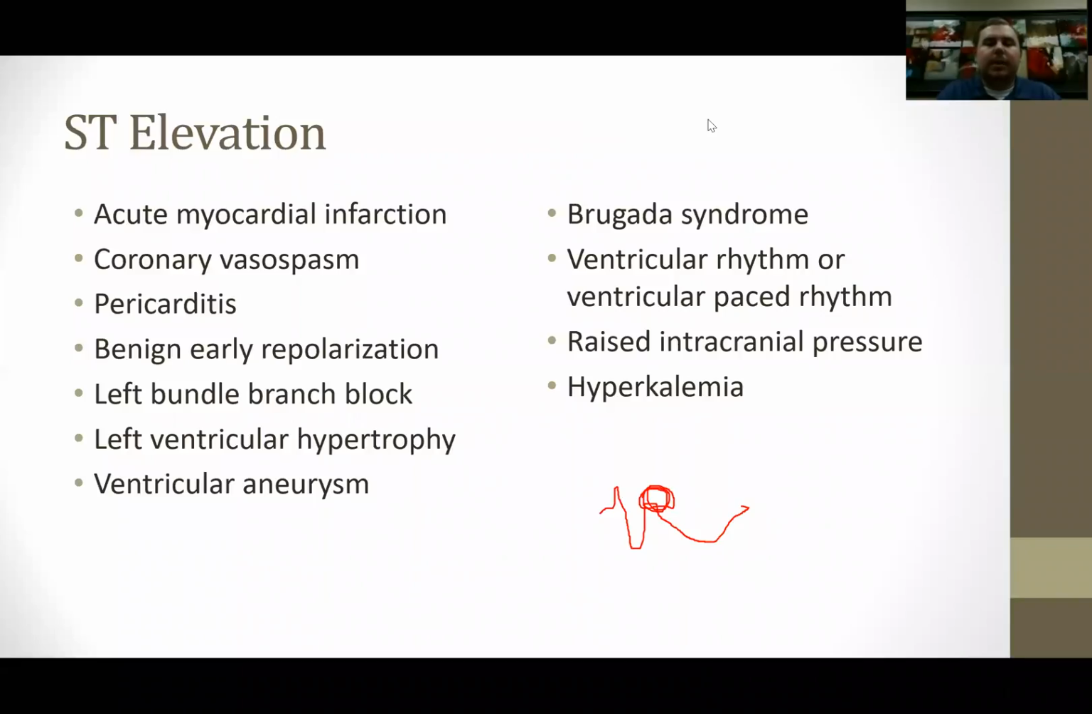And then, like always, hyperkalemia can cause ST elevation. The biggest learning point for hyperkalemia and ST elevation is if it's ST elevation with right axis deviation, it's more likely to be hyperkalemia as opposed to STEMI. STEMI usually is going to either have a normal axis or left axis deviation.